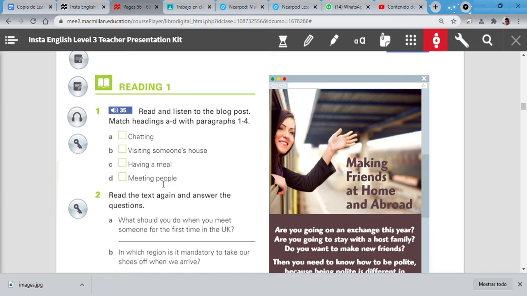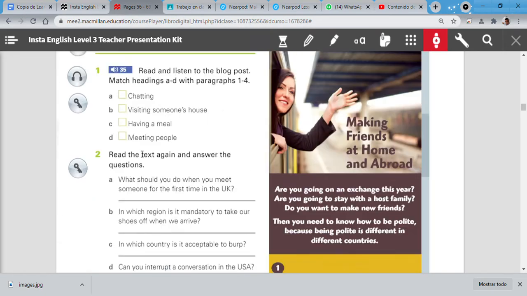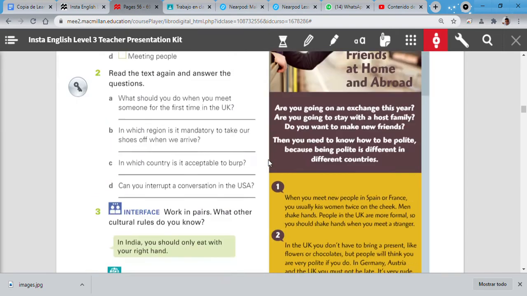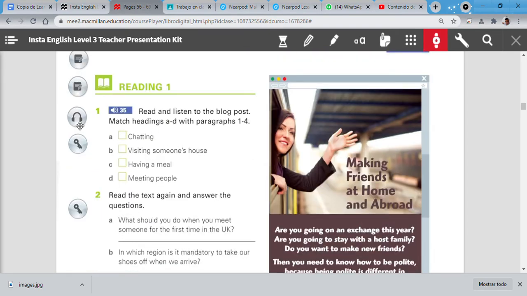Okay, let's see. I'm going to play the audio, and what you have to do is to put the correct heading in the correct paragraph. Please.